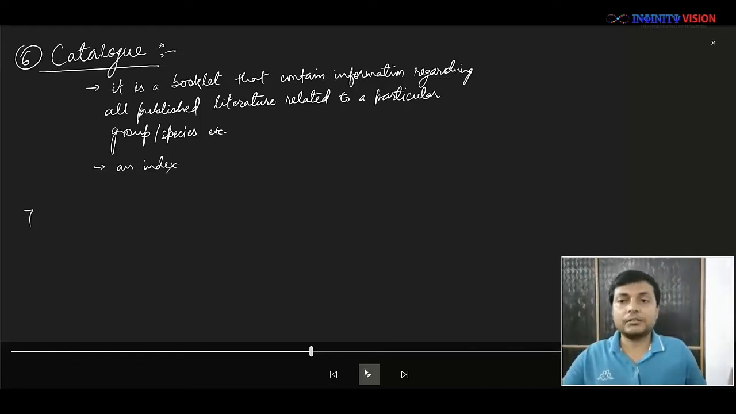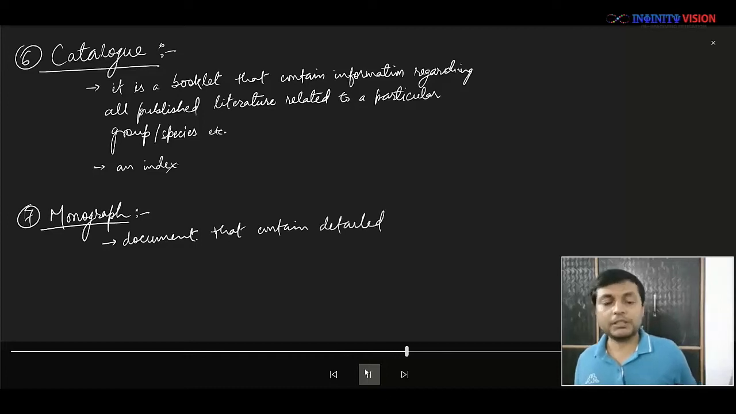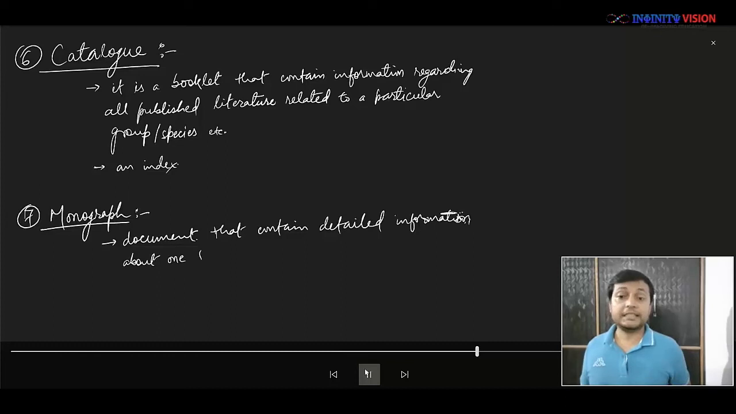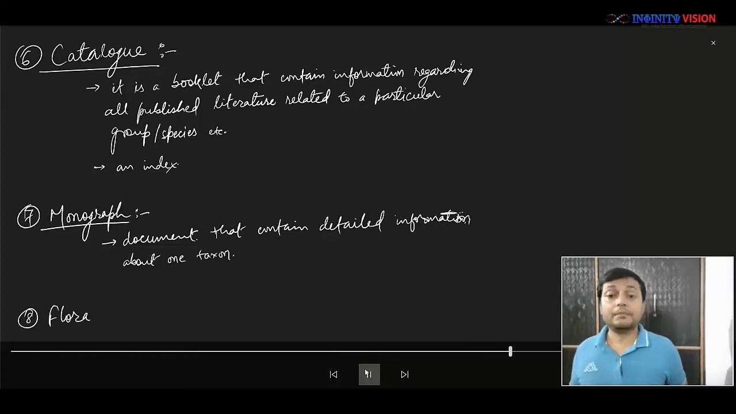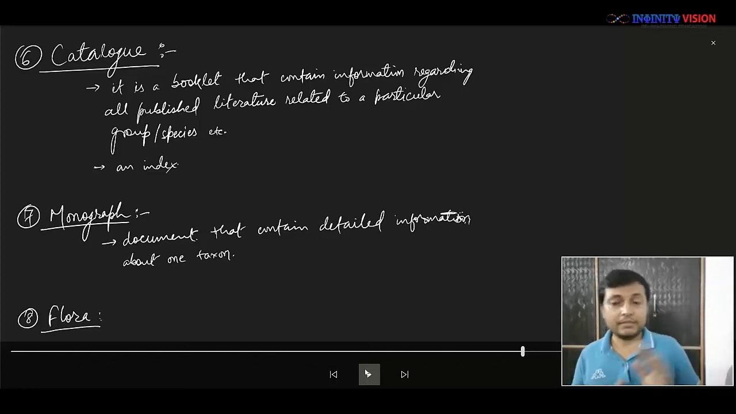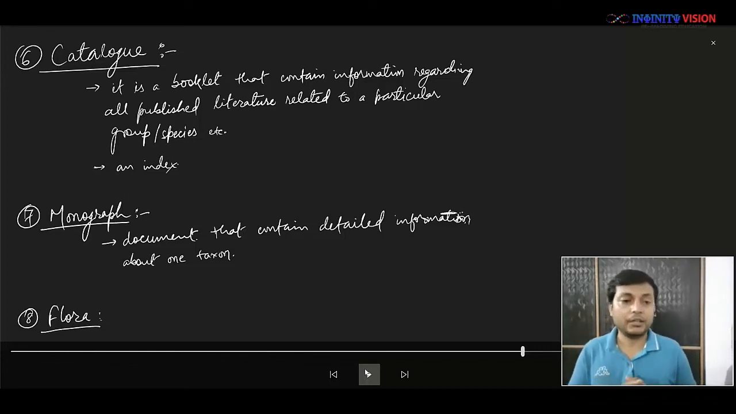Apart from catalog, the another taxonomical aid that we are going to talk about is monograph. Now monograph is again a document that contains detailed information. It is not index, it is a detailed information about one taxon. So catalog is just an index, whereas monograph is the document which is going to contain detailed information about one particular taxon or one species. It depends what kind of monograph it is.